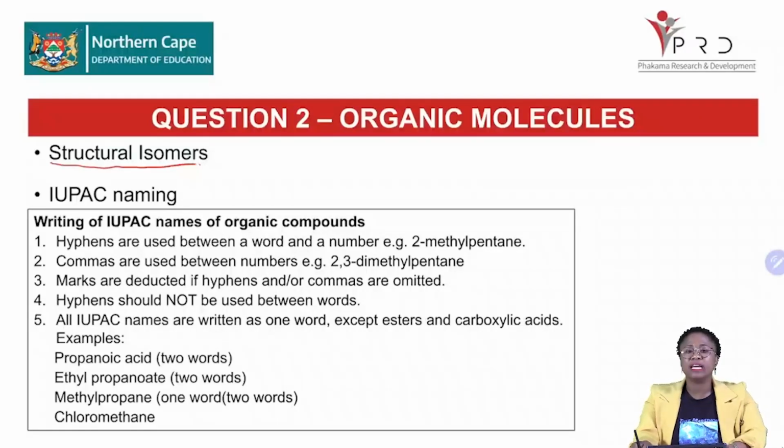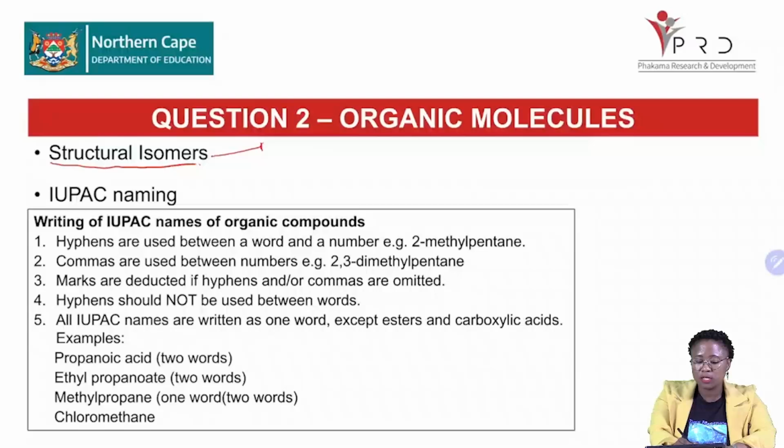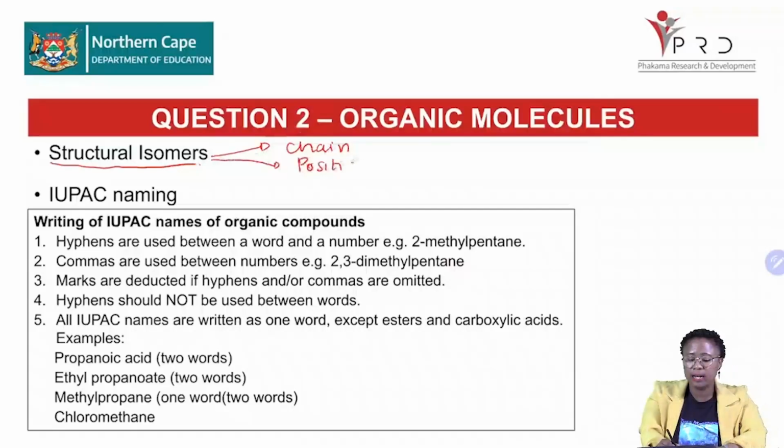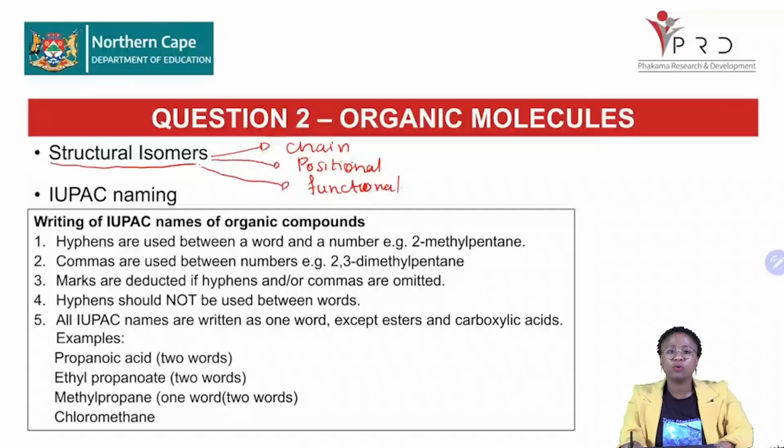Remember, there are 3 types of structural isomers. We have what we call the chain isomer. We also have what we call the positional isomer. And then lastly, we have what we call the functional isomer. Now remember that the chain isomer, the only difference is that they have the same molecular formula, but what is different is the types of chains.